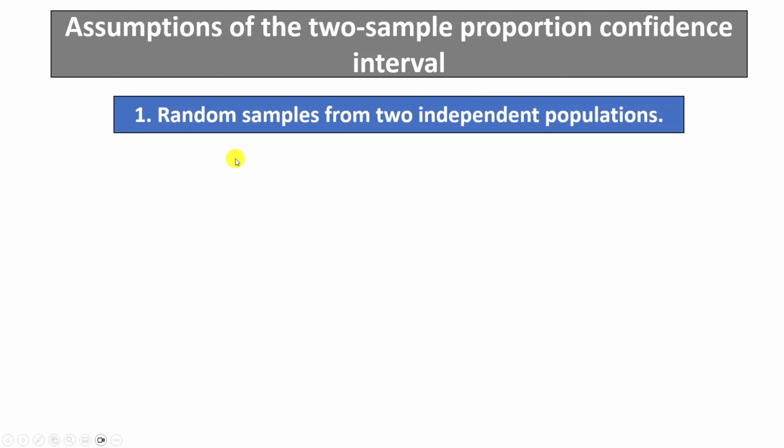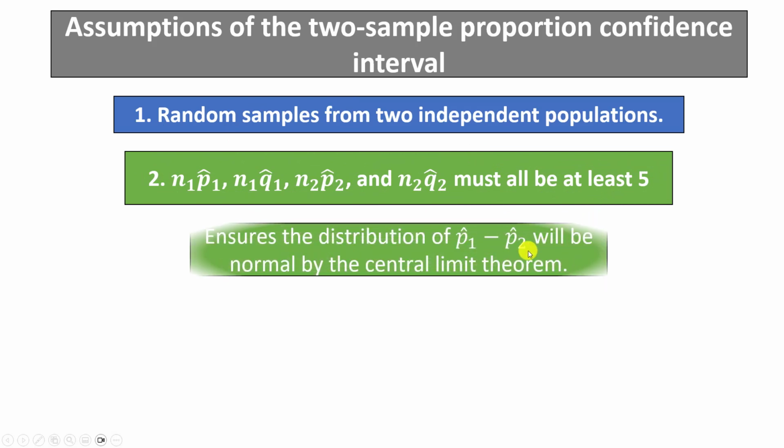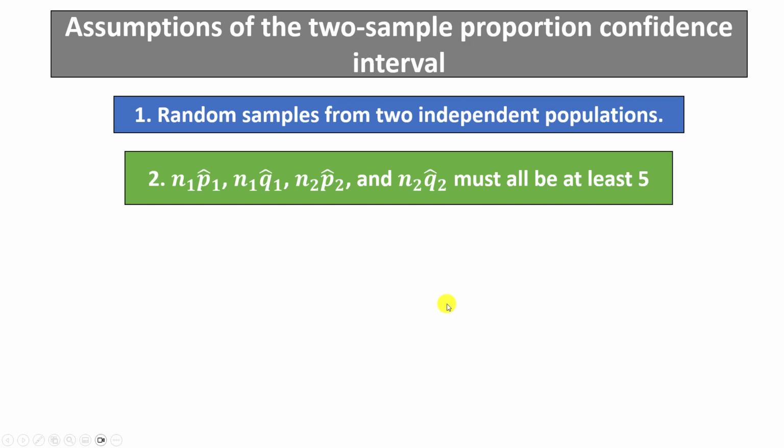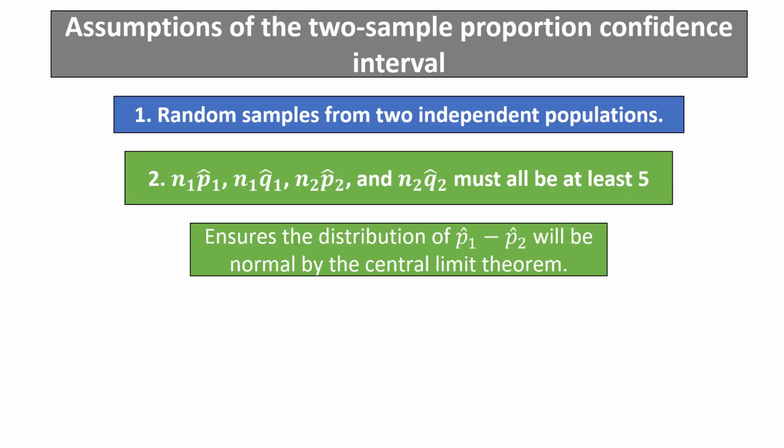Here are the assumptions of the 2-sample proportion confidence interval. Number 1, random samples must be taken from 2 independent populations. Number 2, each of these 4 quantities should be all at least 5. This ensures that the distribution of the difference in sample proportions will be approximately normal based on the central limit theorem. This is required in order to use the z distribution, which is part of the formula. Let's look at a complete example.